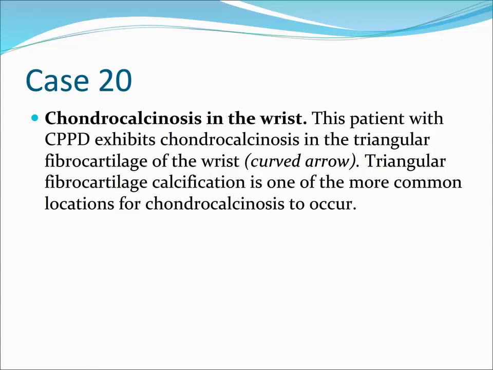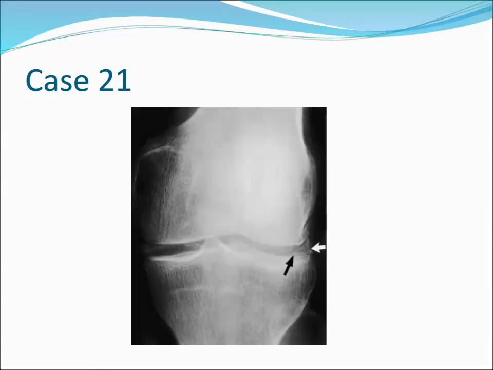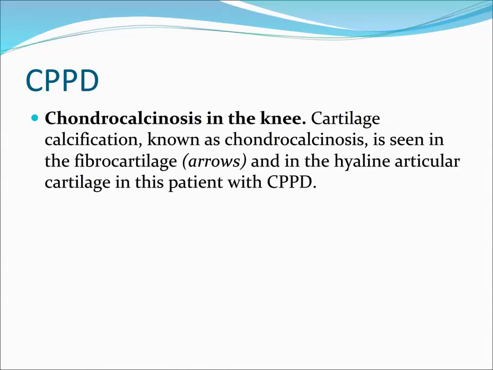Chondrocalcinosis in the knee. Cartilage calcification, known as chondrocalcinosis, is seen in the fibrocartilage, arrows, and in the hyaline articular cartilage in this patient with CPPD.